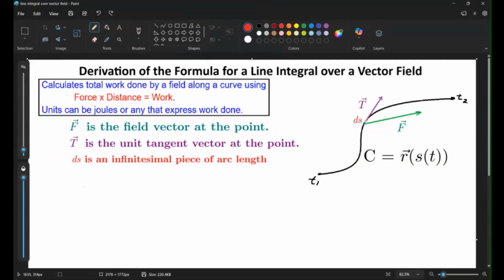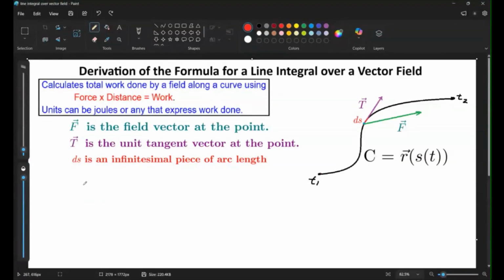So if we look at a point here, we're going to take an infinitesimal distance at a point, and at the point we have a field vector. We also want to look at the unit tangent vector, because that's the direction we want the vectors to be going in if we want to get maximum work done. So we have force times distance, and this is our force vector, but in my illustration it's not going in the same direction. So we need to figure out how much of this force is actually going in this direction, and that's what has to get multiplied by ds.